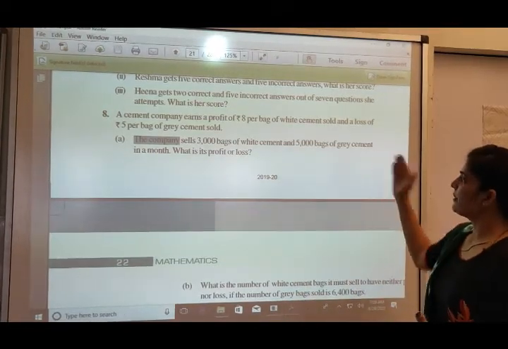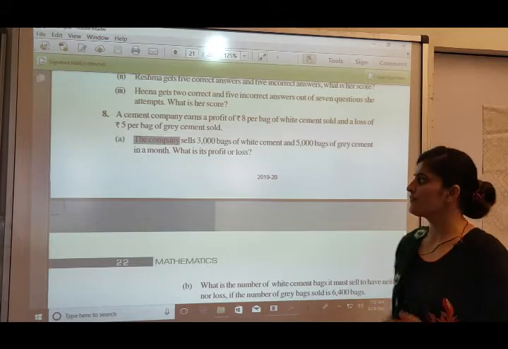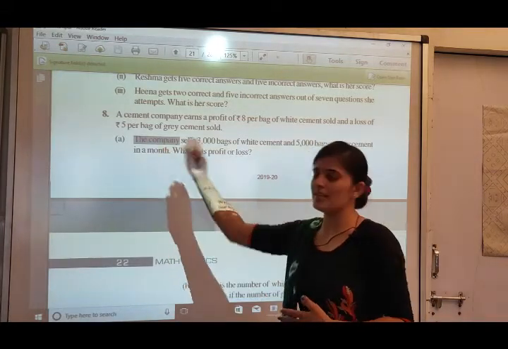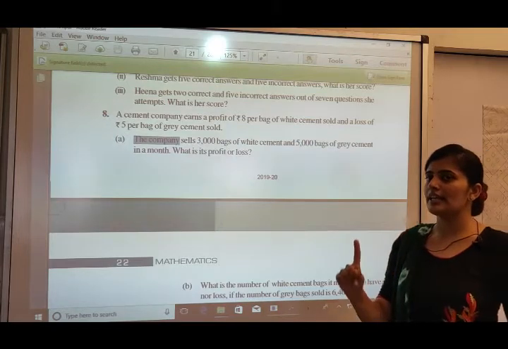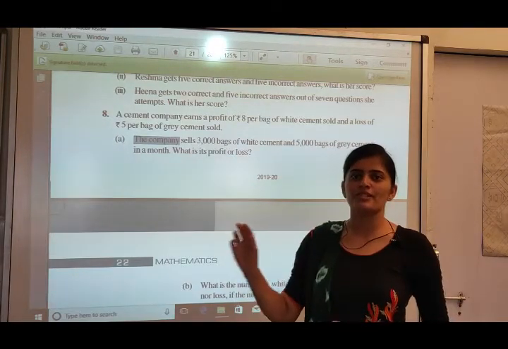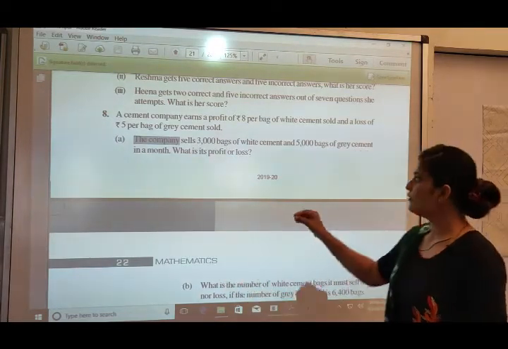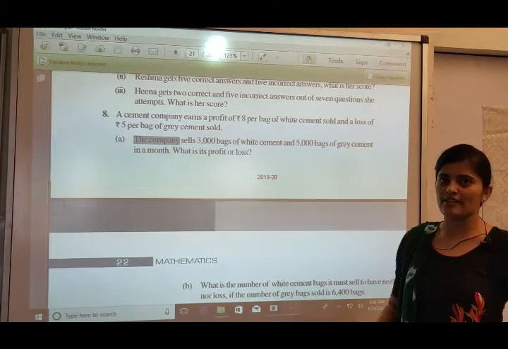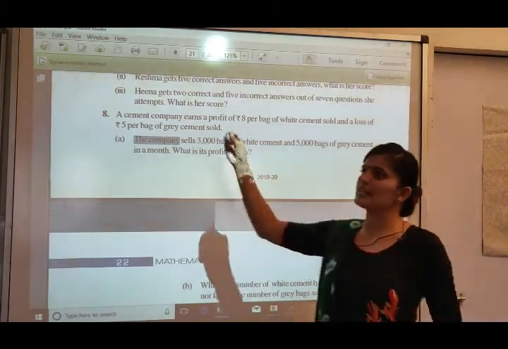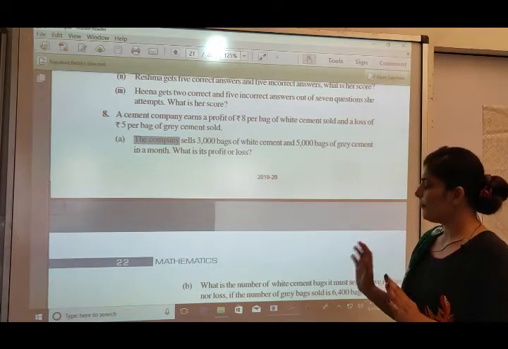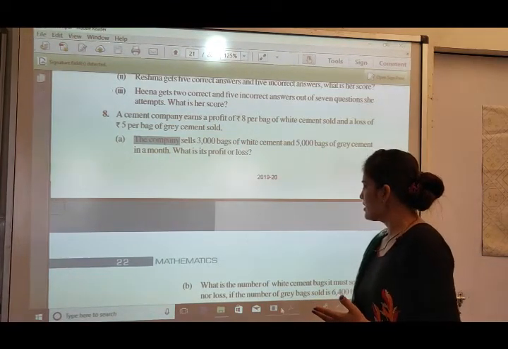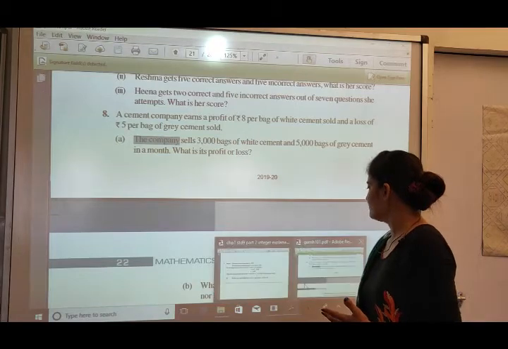For grey cement bags they have a loss. So loss of how many rupees? Rupees 5. If they are selling one grey bag, they are getting minus 5 rupees, means a loss of 5 rupees. Now they are selling 5000 such bags, so 5000 multiplied by minus 5, whatever will be the answer. After that we have to compare which is larger and which is smaller. Let us see the solution.